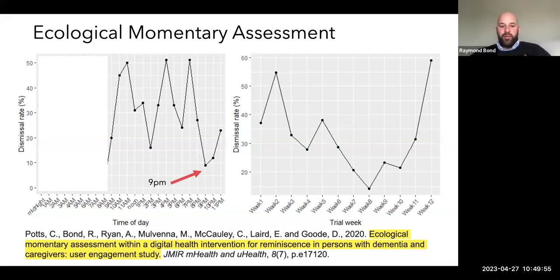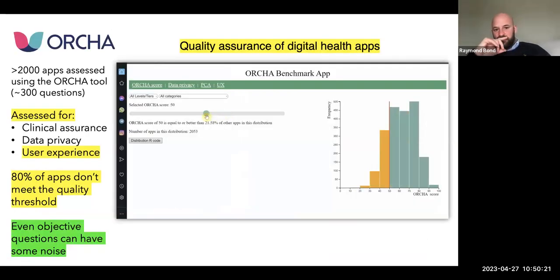In other words, people will be more likely to answer your ecological momentary assessment questions in the evening. Now, we call it EMA for short. EMA gives you very rich data. It gives you explicit data as opposed to implicit data, the implicit data being the log data. So EMA can be used to enrich your data collection.